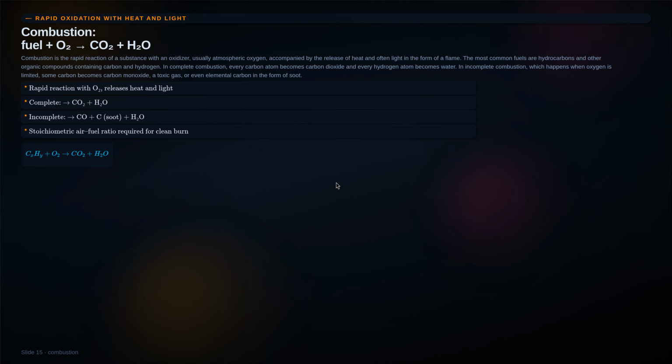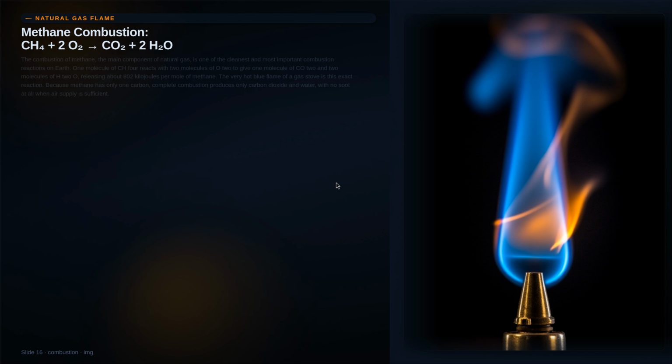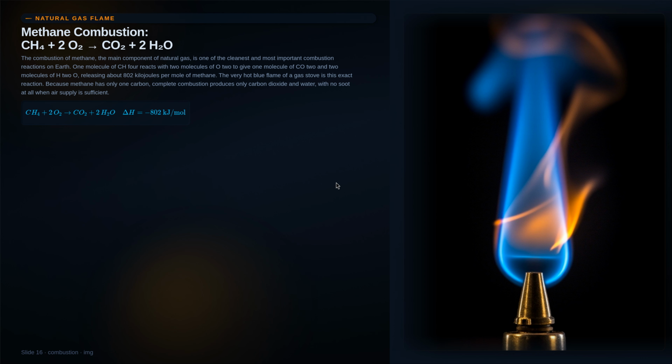Carbon monoxide is a toxic, odorless gas, which is why well-ventilated combustion is so important for safety. Combustion powers our cars, heats our homes, and runs the engines that drive modern civilization. The image shows a Bunsen burner flame, the iconic symbol of combustion in the chemistry lab.